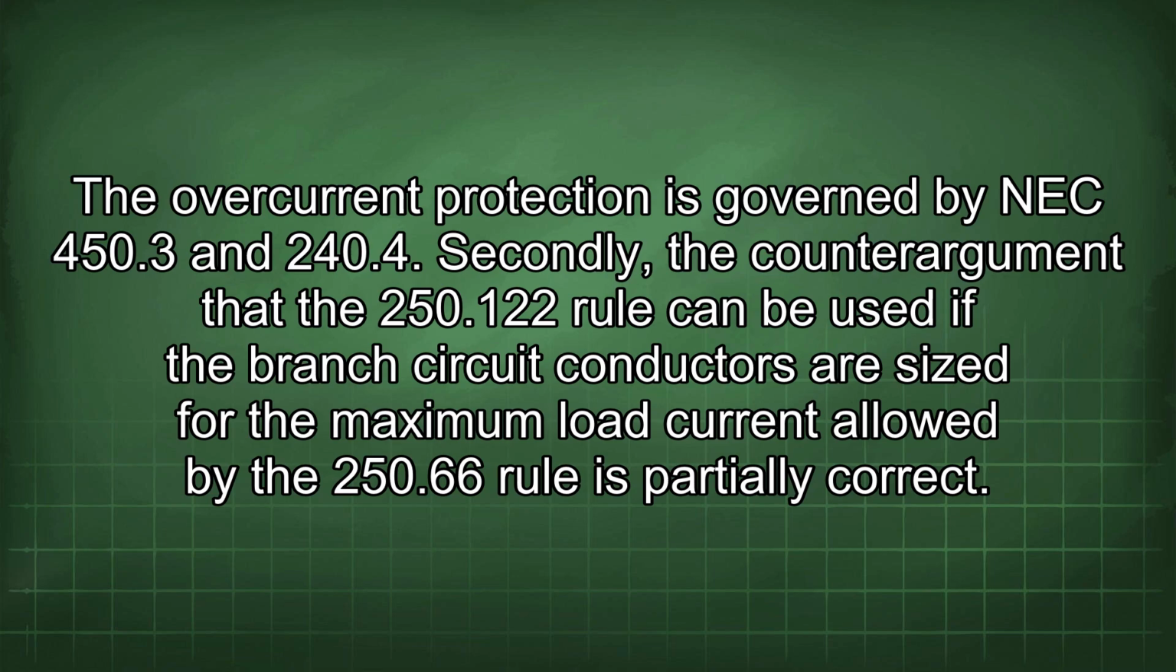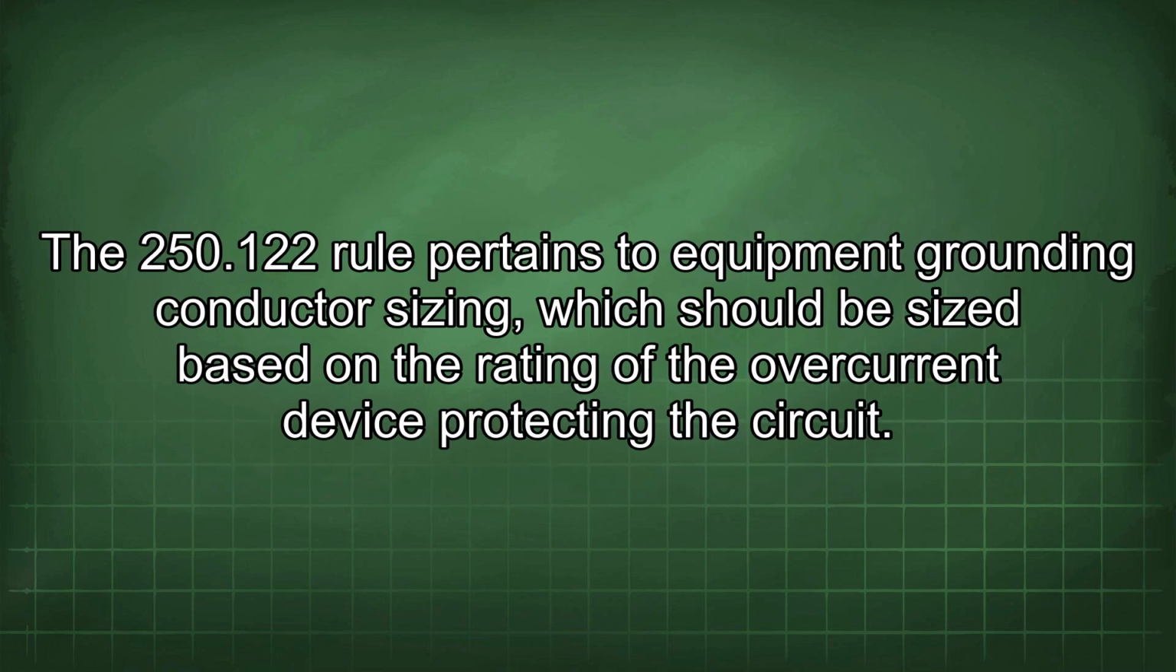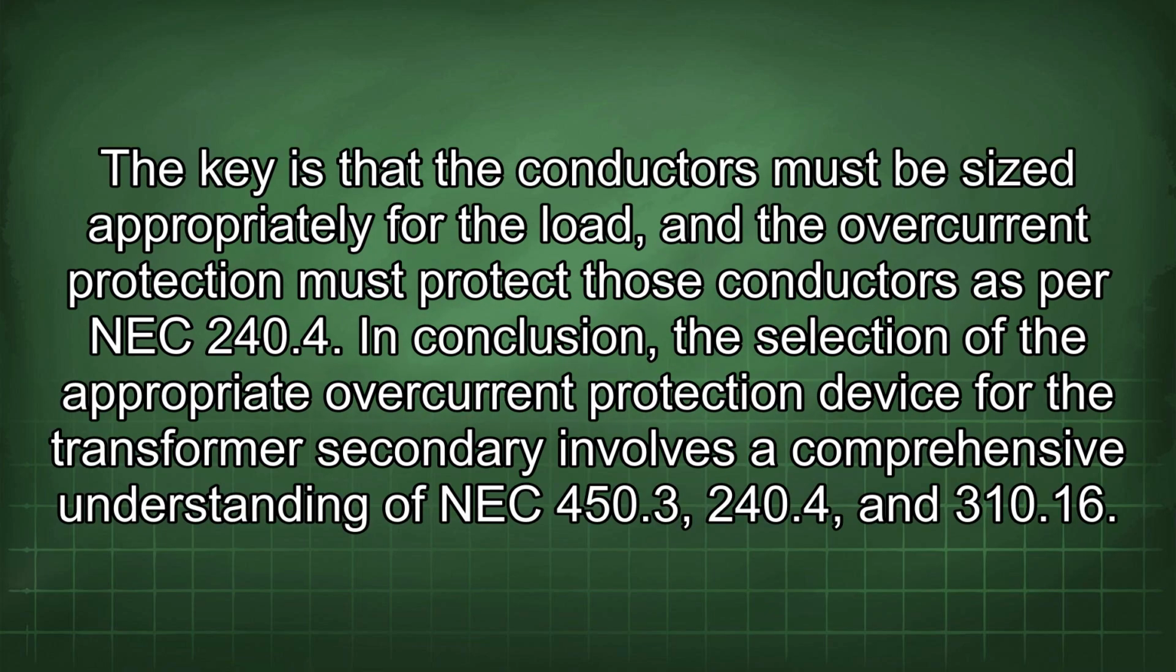Secondly, the counter-argument that the 250.122 rule can be used if the branch circuit conductors are sized for the maximum load current allowed by the 250.66 rule is partially correct. The 250.122 rule pertains to equipment grounding conductor sizing, which should be sized based on the rating of the overcurrent device protecting the circuit. The key is that the conductors must be sized appropriately for the load, and the overcurrent protection must protect those conductors as per NEC 240.4.